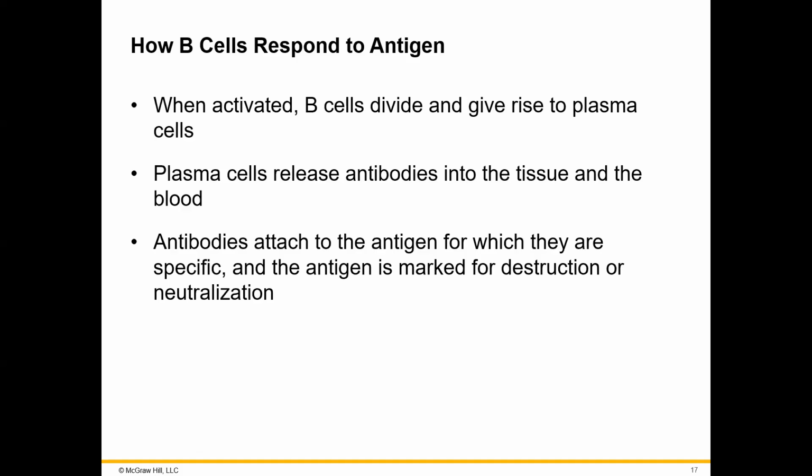Now, how do B cells respond to antigens? When they are activated or sensitized by an antigen, they divide. This gives rise to plasma cells, each with the same receptor profile. Plasma cells release antibodies that only recognize entities with that same antigen. The antibodies then disperse into the tissue and blood, and when they attach to the antigen for which they're specific, that antigen is then marked for destruction or for neutralization.